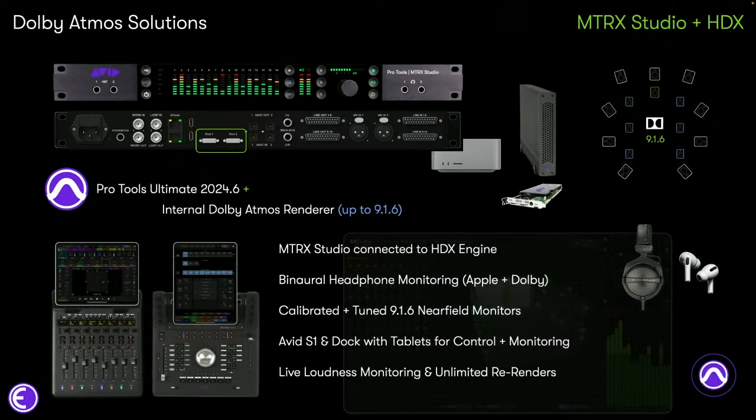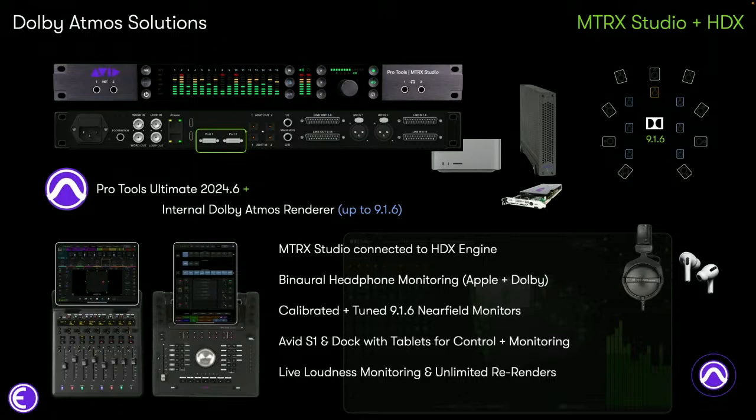Now let's look at a slightly more advanced system. We're still going to use the Matrix Studio as our main interface, but now we can incorporate an HDX card. And that HDX card is going to open up possibilities for DSP. So we have the ability to have some plug-in processing power using the DSP onboard the HDX PCIe card. But we can also have a larger format now because we can use Pro Tools Ultimate.